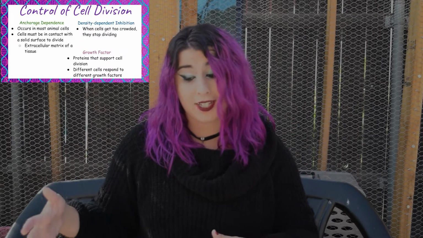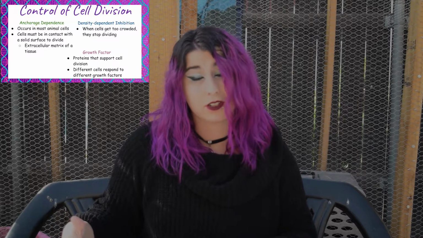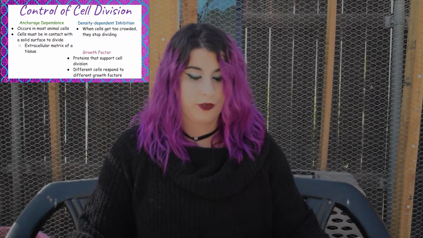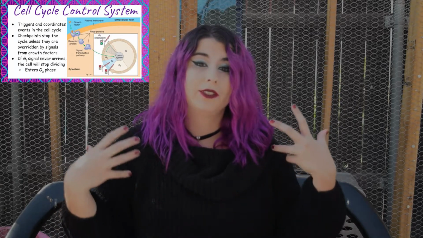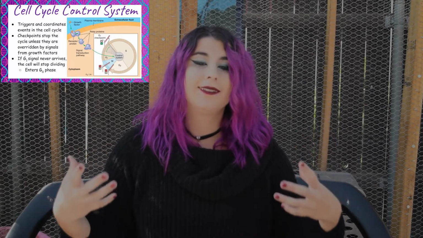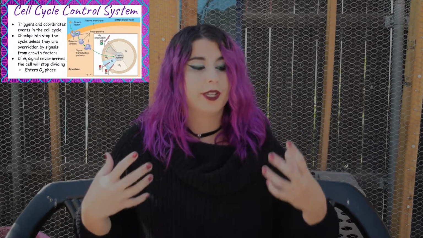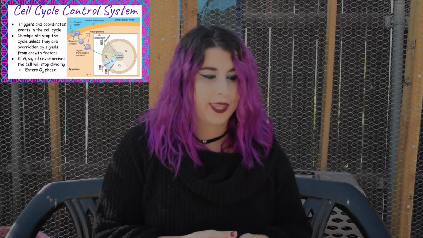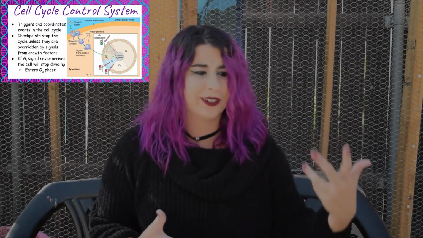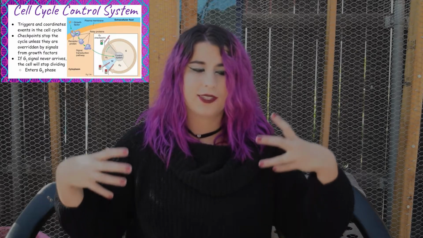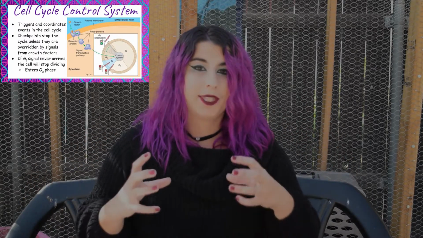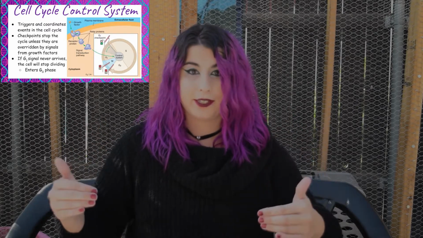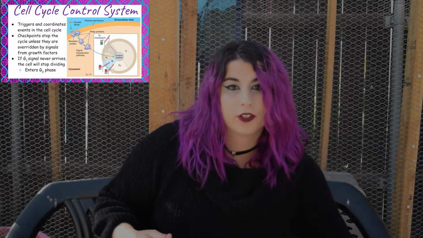And then different growth factors and different combinations of growth factors are going to signal different kinds of cells when to divide and when to stop dividing, so on and so forth. And all of this feeds into a cell cycle control system, which is basically the system that triggers and coordinates the events in the cell cycle. What we're seeing here in this diagram is a system of checkpoints that stop the cell cycle unless they're overridden by signals from specific growth factors.